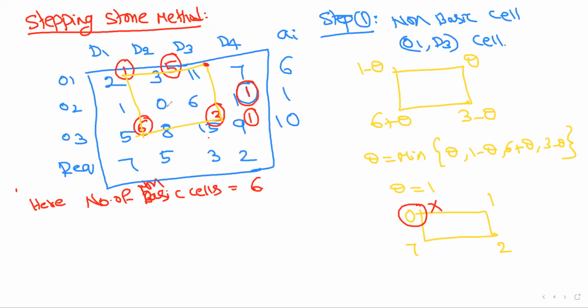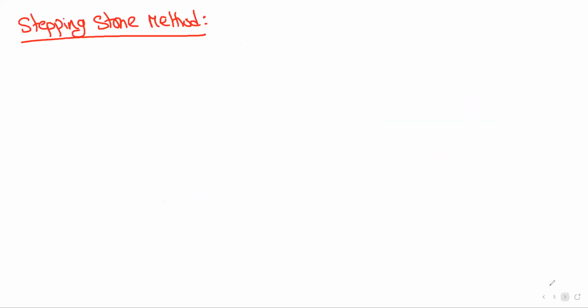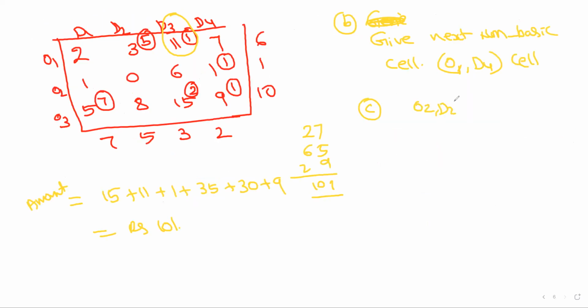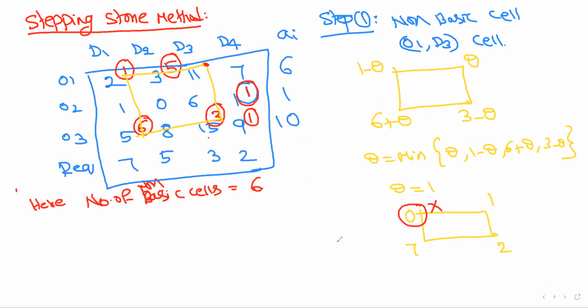O1 D4 cell. And again allocate data here to the cell and follow the same process. Similarly, for the next one, O1 D4 is over now. Next we have O2 D2, O2 D3. O2 D2 cell, O3 D3 cell. Next O3 D2. This is O2 D3. Okay. O3 D3 cell. And one more, O2 D1 also.